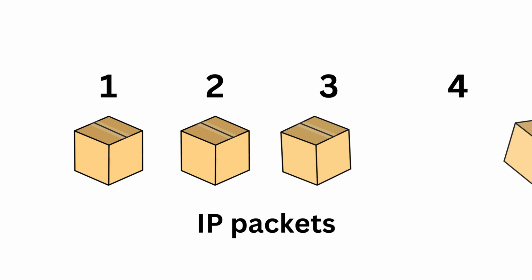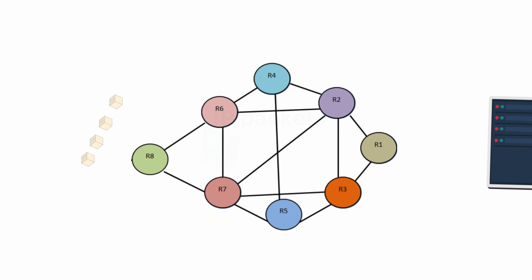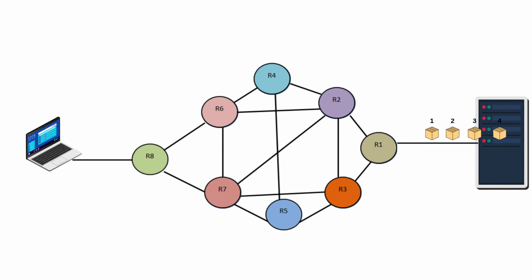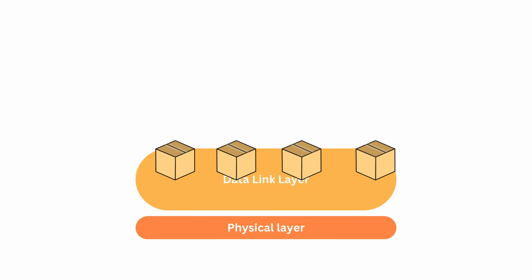Once the server has encapsulated the image segments into IP packets, it needs to send them on their way. But before they can travel across the internet, they first have to reach router 1, the default gateway of the local network. The IP address of router 1 is passed down to the data link layer, preparing the packets for the next step of their journey.